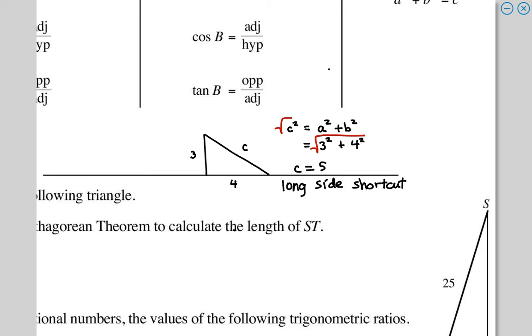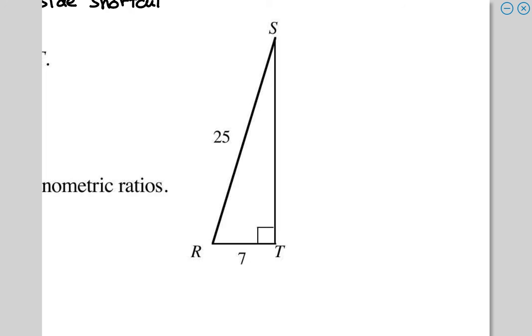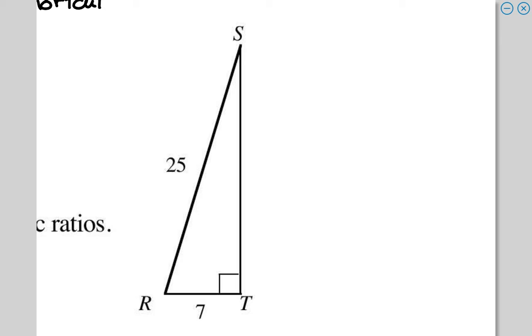Square root of 25 is 5, yeah. 9 and 16 makes 25, and square root it, yeah. Okay, let's look at this one. We already know the long side is 25, so we're trying to solve for a short side.